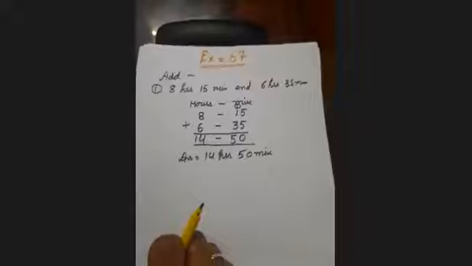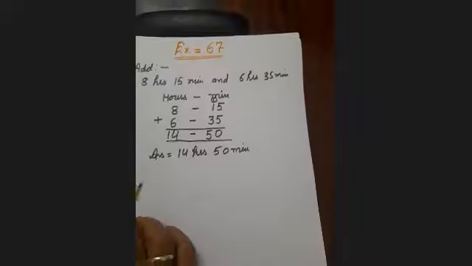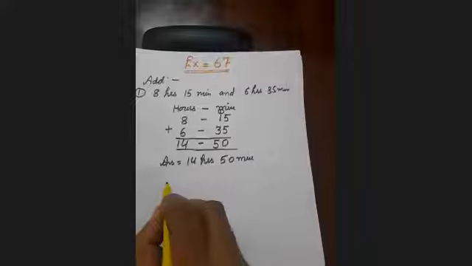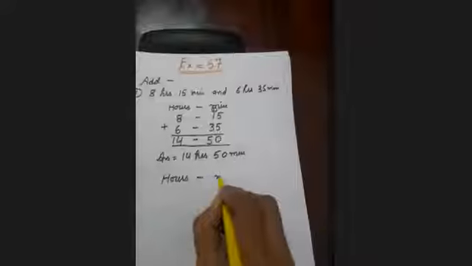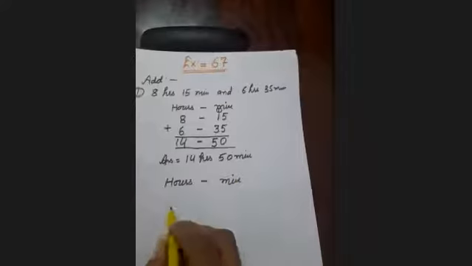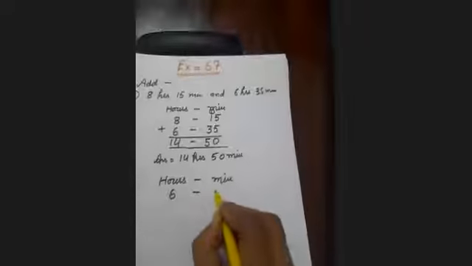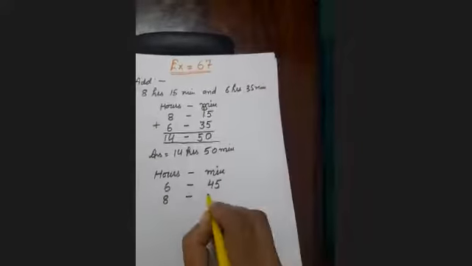Clear, students? Now see second question. Now we have 6 hours and 45 minutes and 8 hours and 25 minutes. Again, first we'll arrange this statement in columns, as in first column we'll write hours, then minutes. 6 hours, 45 minutes, and 8 hours, 25 minutes. Now students, add.